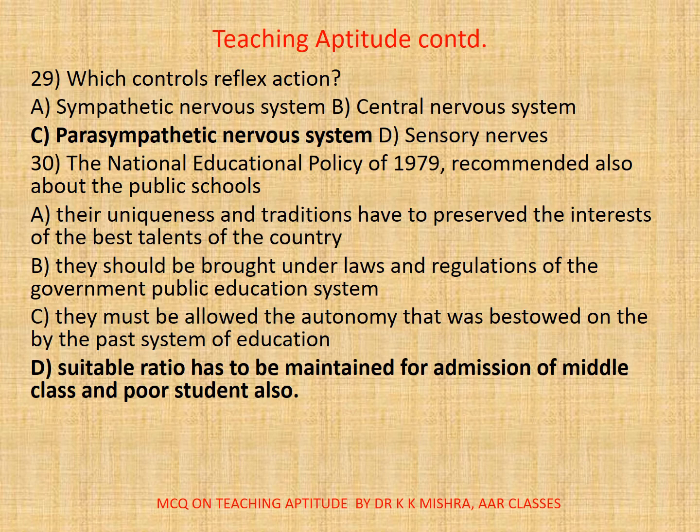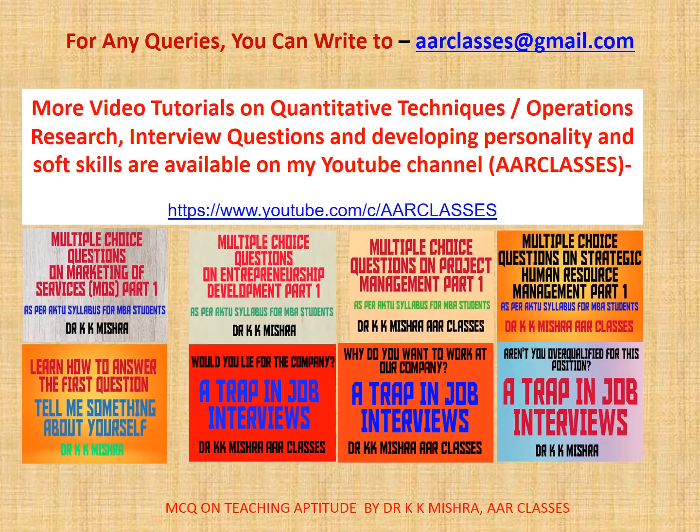30. The National Education Policy of 1979 recommended also about the public schools. Correct option is D here: a suitable ratio has to be maintained for admission of middle class and poor students also. This was all about this particular video tutorial.